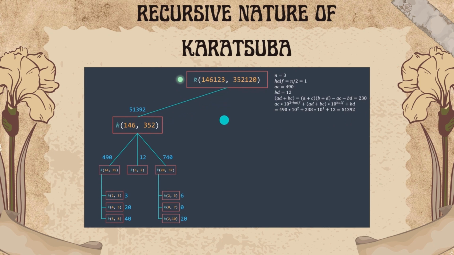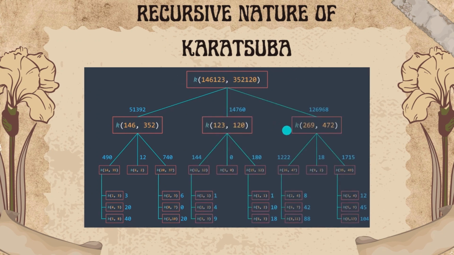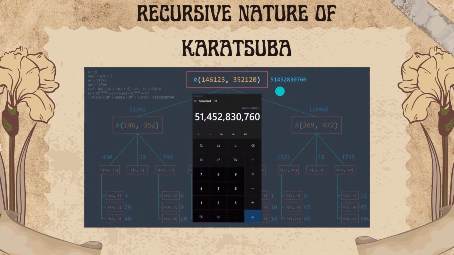So recursively this process keeps going on. We find out for now k of b comma d, which is 123 and 120. Then we do k of a plus b comma c plus d. Finally, we get a value of 51 billion, and the calculator says so, so we believe.